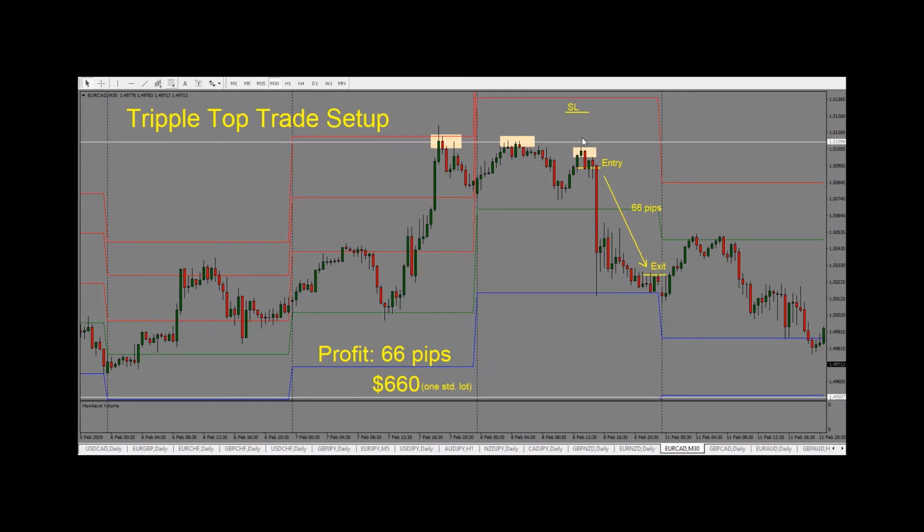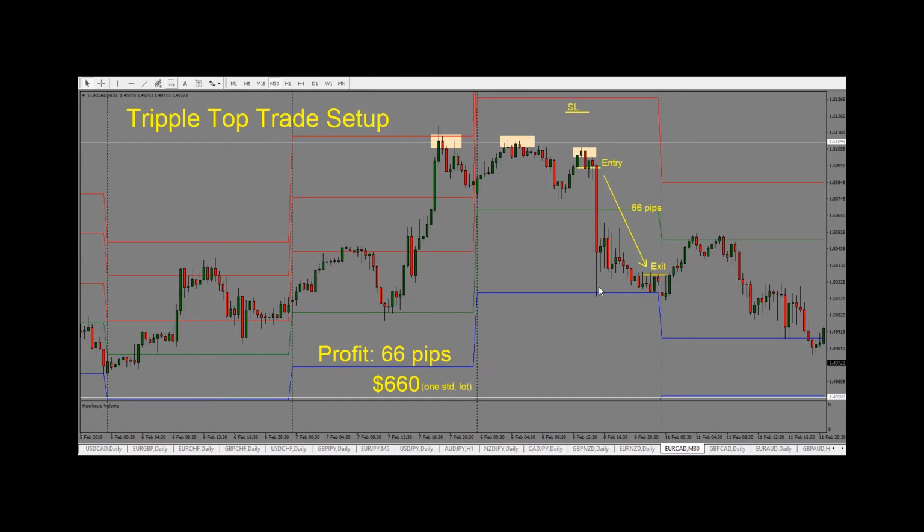So once we see this here, we can take a setup after. Once we see this test here after the engulfing candle here, we can take our short. So we enter the trade short after this red candle close here. Our stop would go on the other side of this pin here, just in case price wants to come and test this level once again.